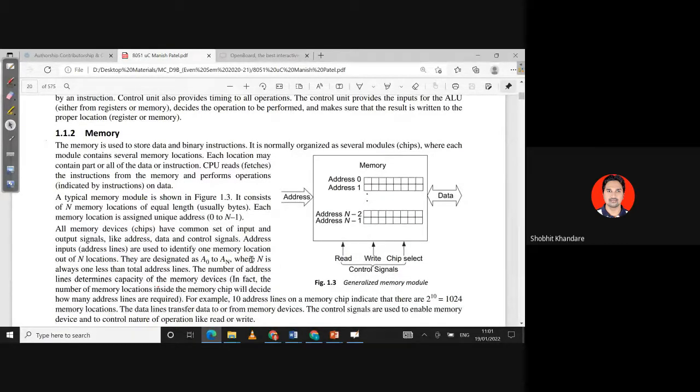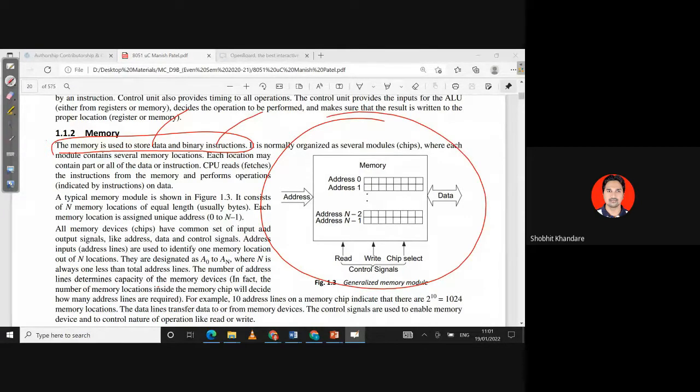अगर हम मेमोरी की बात करते हैं, मैंने आपको बताया था, see what is written here. The memory is used to store the data and binary instructions. To store the data, you have RAM. To store the binary instructions, you have a ROM. And see the memory.